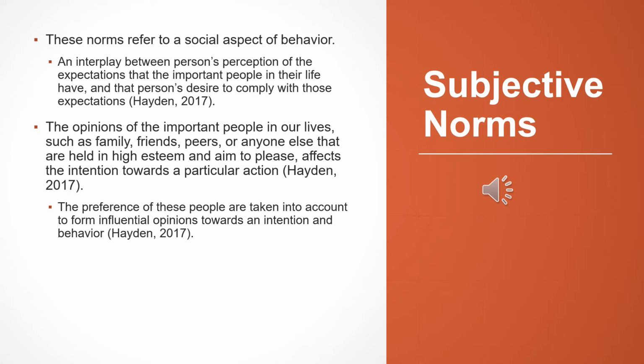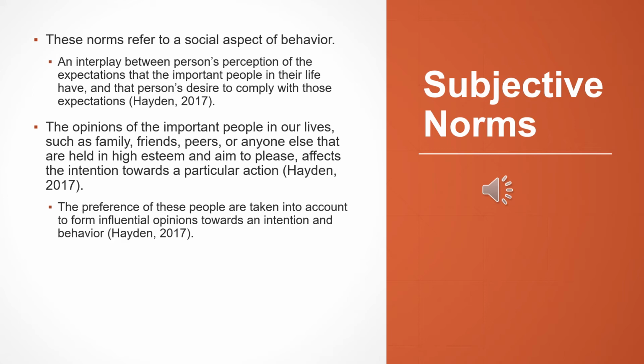The second construct of the theory of planned behavior is subjective norms. These norms refer to a social aspect of behavior. It's basically an interplay between a person's perception of the expectations that the important people in their life have and that person's desire to comply with those expectations.